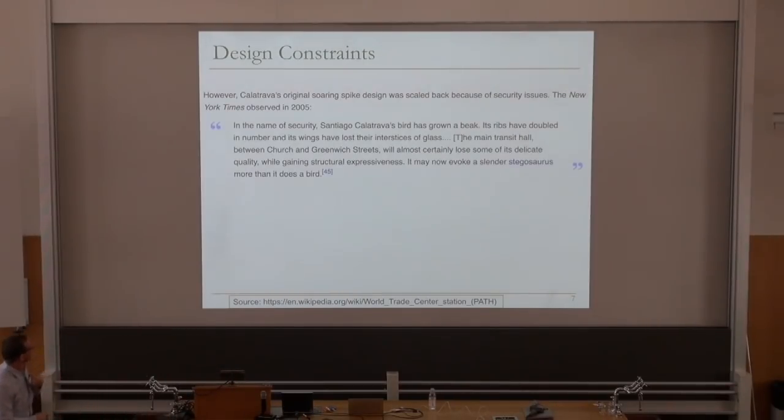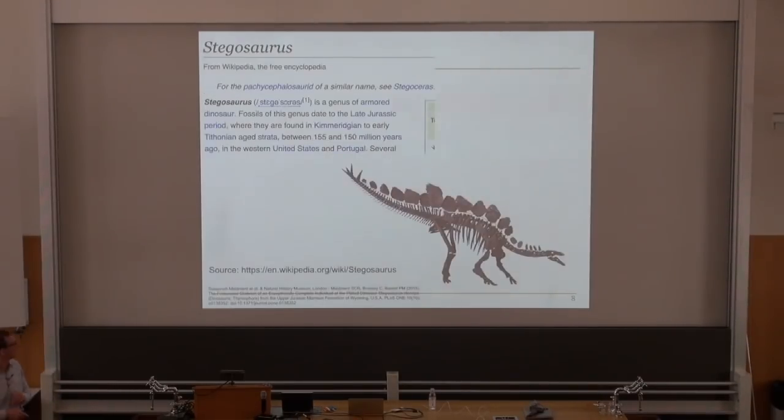Okay, so there are design constraints that actually, even for such a costly thing, there were design constraints. For example, this is from Wikipedia, you can read it in more detail, but the soaring spike design was scaled back because of security issues, and the thing doesn't open and close, and some people criticize it by saying Calatrava's bird has grown a beak, its ribs have doubled in number, and its wings have lost their interstices of glass, and it may now evoke a slender stegosaurus more than it does a bird. What is a stegosaurus? That's a stegosaurus. I find it interesting. I mean, it's good to have this critical view. This person is definitely critical. But maybe that's true, maybe not. But people enjoy it now.